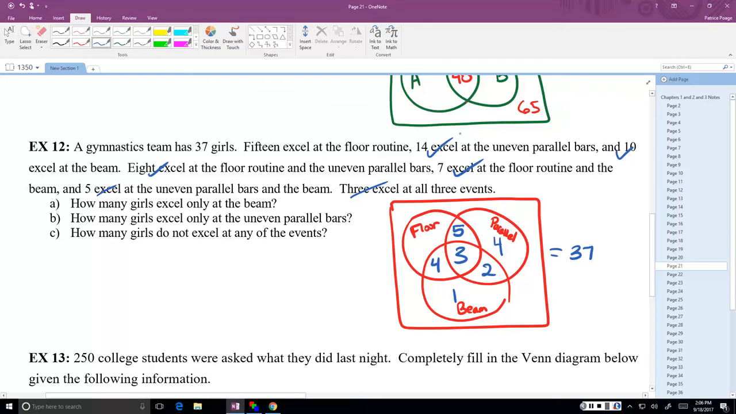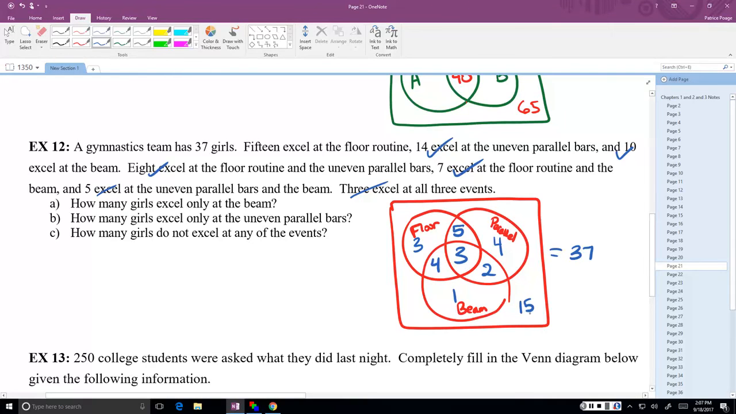And then 15 excel at the floor routine. So the floor circle will add up to 15. Right now it adds up to 12, so that's missing 3. And then who would be the people in the universe but outside the circles? We don't want to say they excel at nothing, because they won't be on the team if they excel at nothing. But they're on the team, but they don't excel at these 3 things, so they could excel at something else. We'll just go with that. Okay, so we find that by doing 37 minus all these numbers, and we get 15.